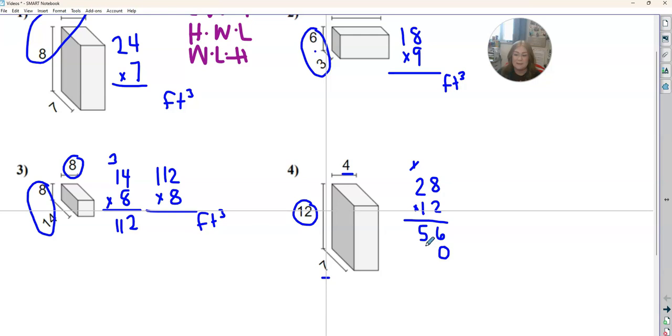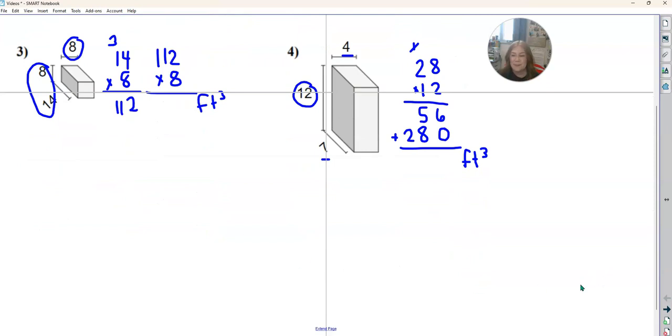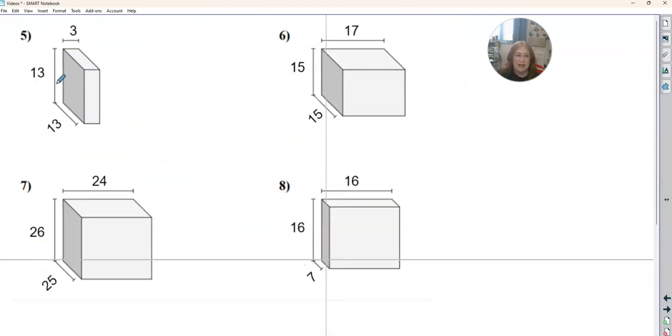1 times 8 is 8, and 1 times 2 is 2, and we're going to add these together, and that's going to give us our answer in feet squared. So make sure you finish that problem. So again, it doesn't matter which two you choose to multiply first, as long as we're getting all three multiplied together. Okay, so now number 5, we have 13 times 13, then times by 3.